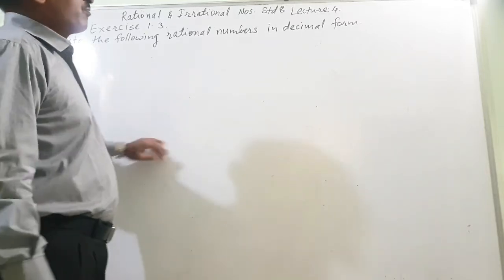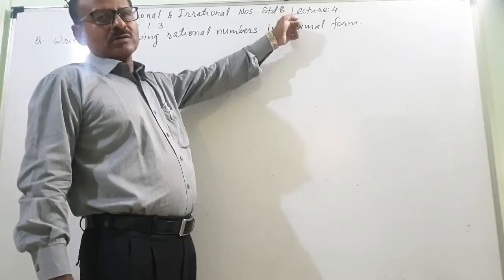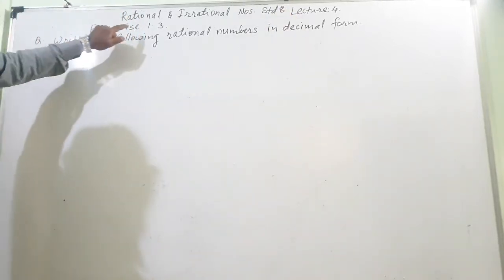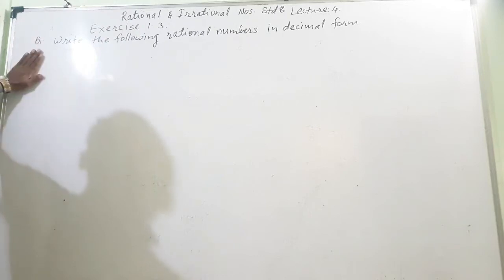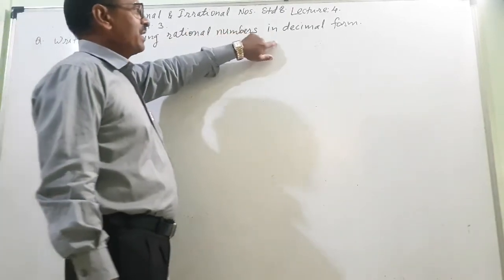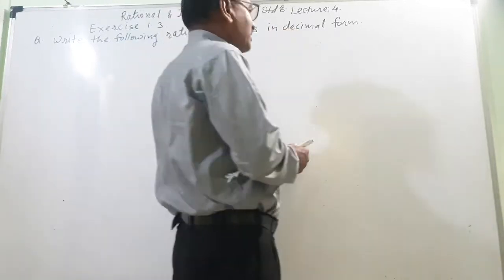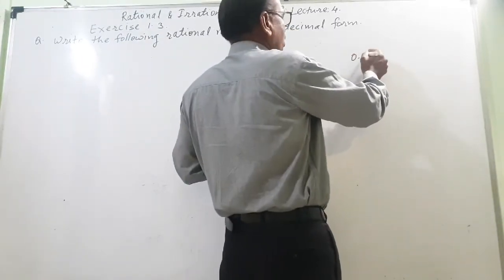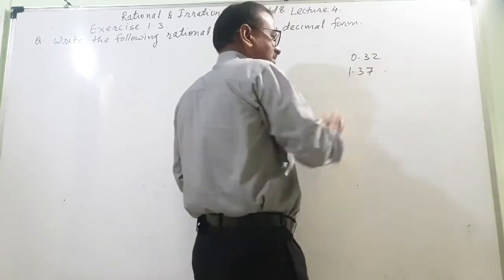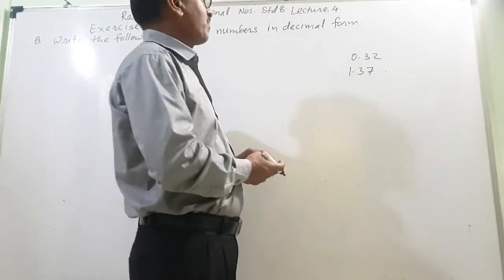This is lecture number 4. I have completed 3 lectures, I think. So exercise 1.3. The question is, write the following rational numbers in decimal form. What is decimal form? 0.32, 1.37, etc. This is the decimal form.